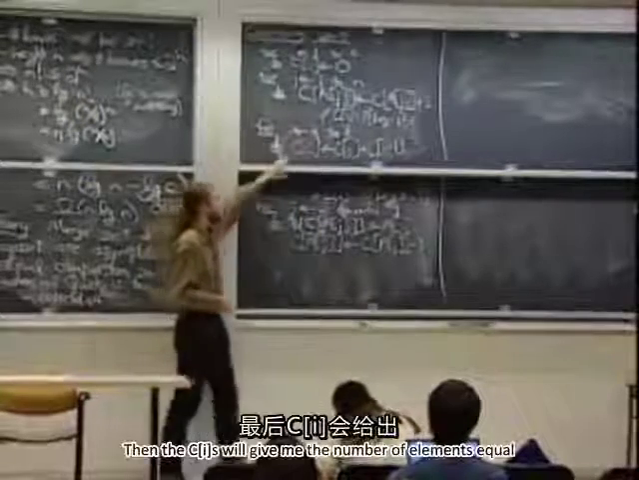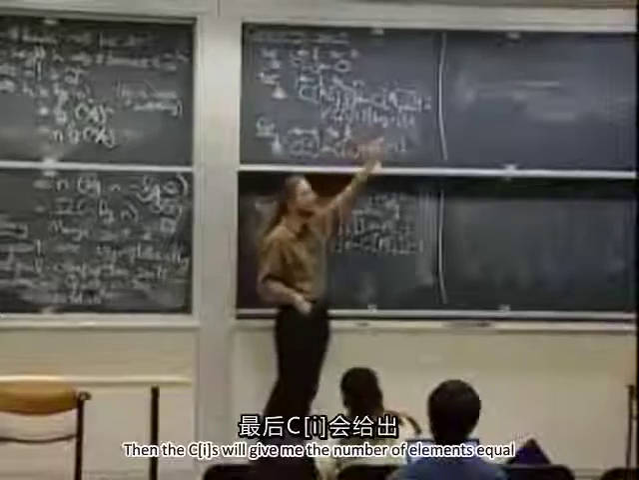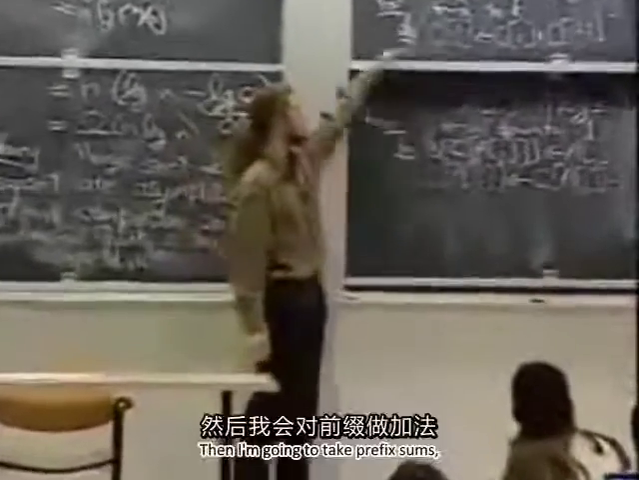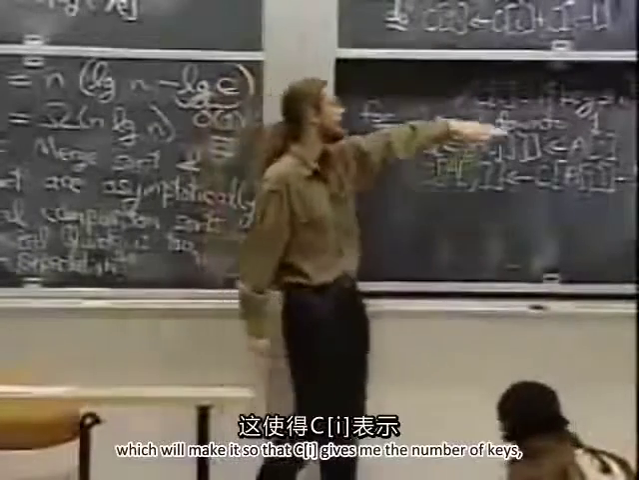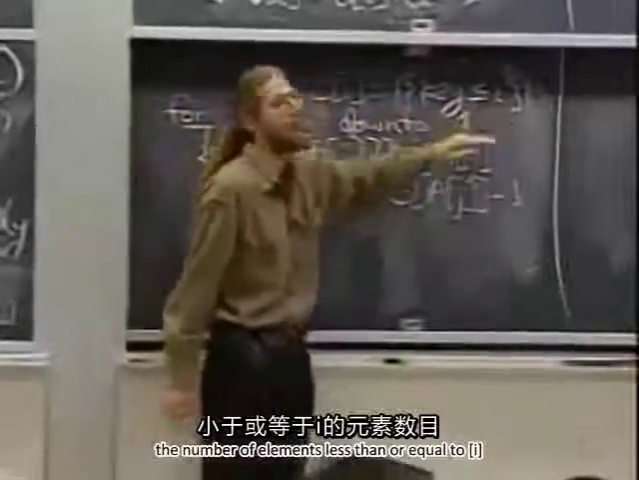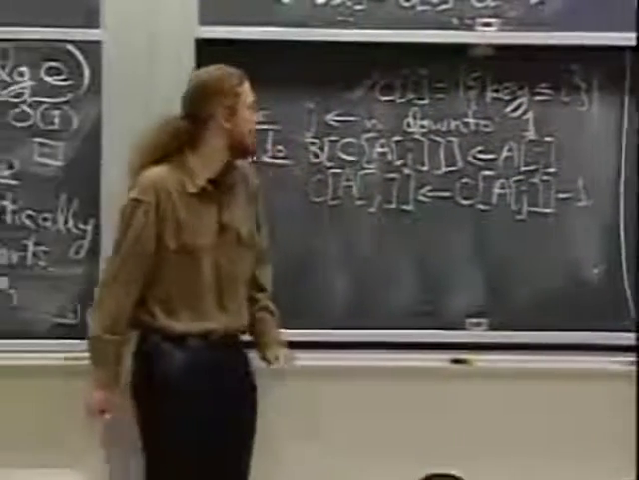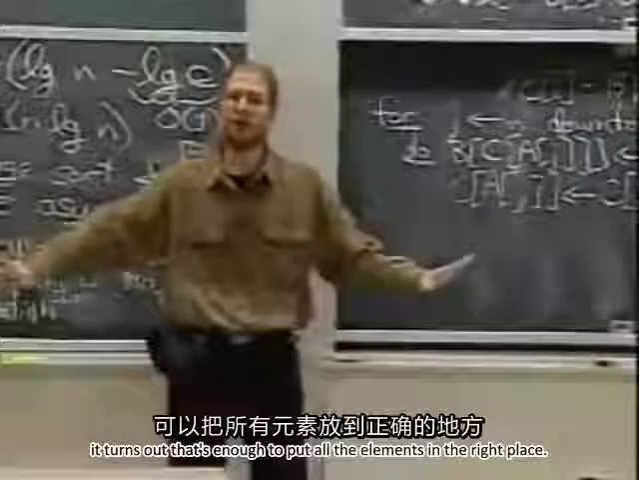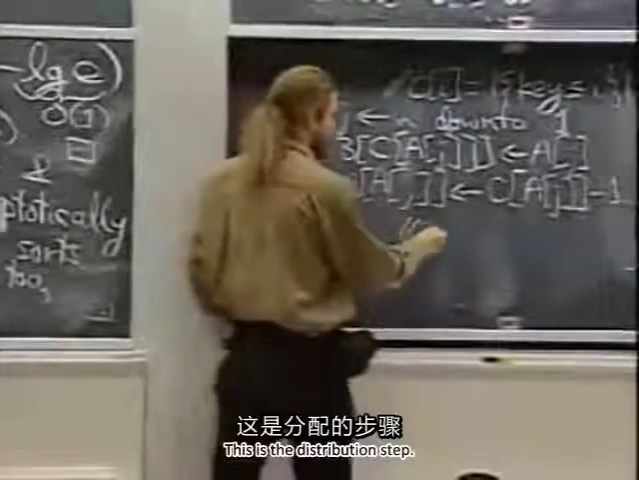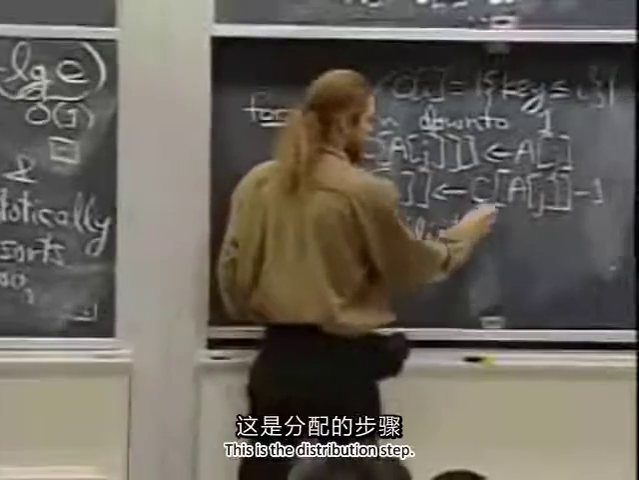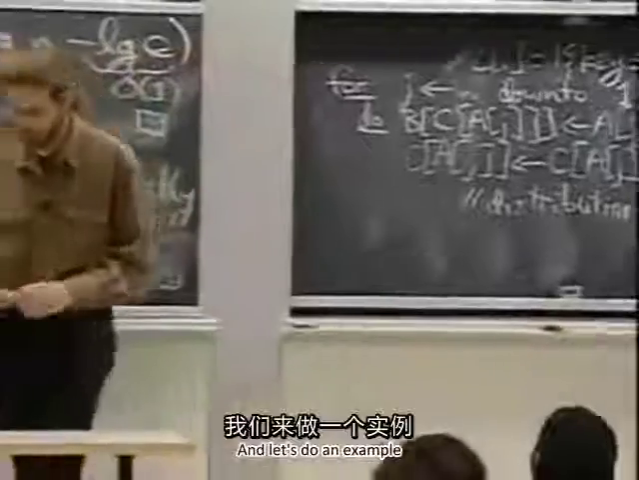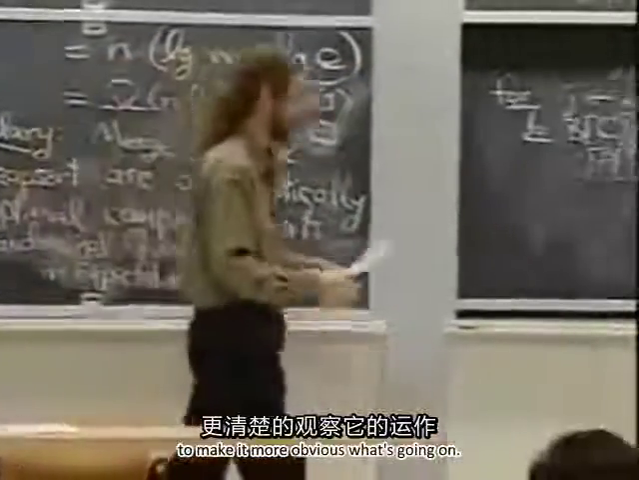Then the C[i]s will give me the number of keys, the number of elements equal to a particular value i. Then I'm going to take prefix sums, which will make it so that C[i] gives me the number of keys, the number of elements less than or equal to i instead of equals. And then finally, it turns out that's enough to put all the elements in the right place. This I'll call distribution. This is the distribution step, and it's probably the least obvious of all the steps. Let's do an example to make it more obvious what's going on.